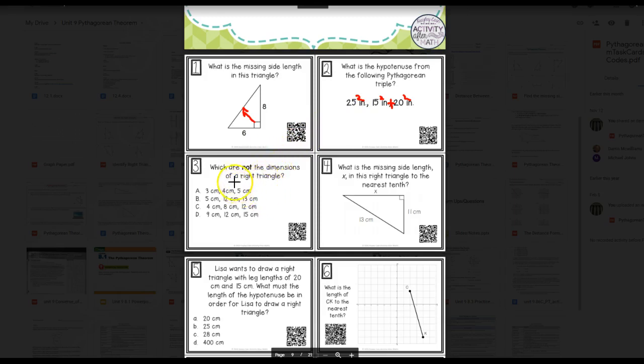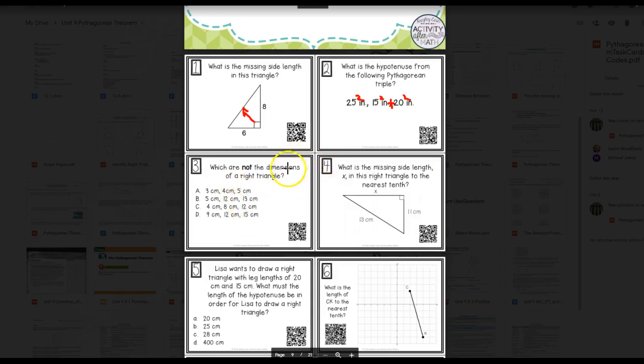Okay, submit your answer. Number three, which are not the dimensions of a right triangle? You're going to do the same method here. 3 squared plus 4 squared, enter, and does it equal 5 squared? If it doesn't, you'll do the next one, the next one, the next one. And you see how the hypotenuse, the biggest number, is always the third number.